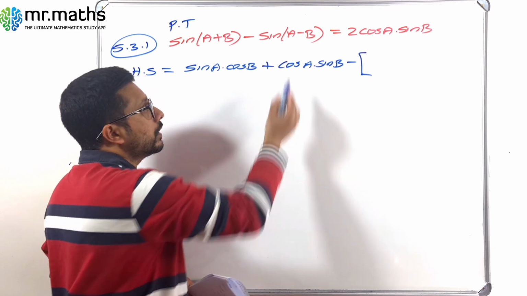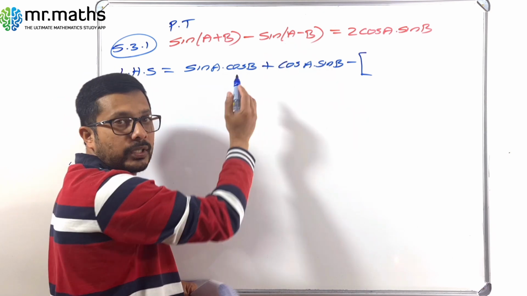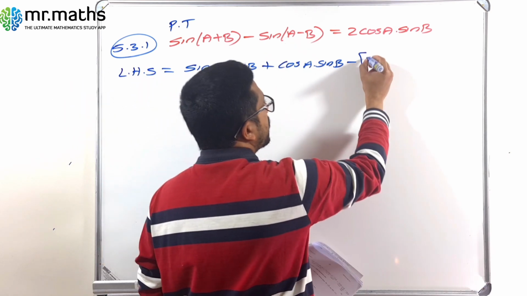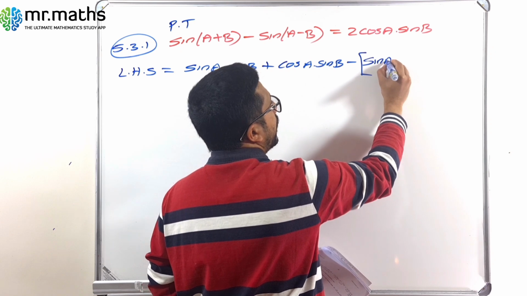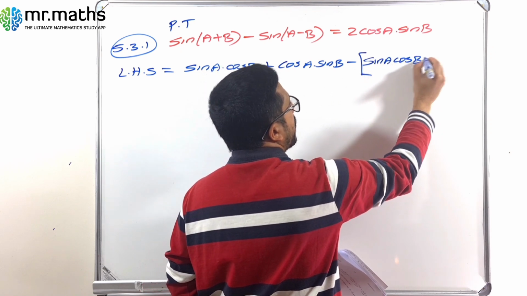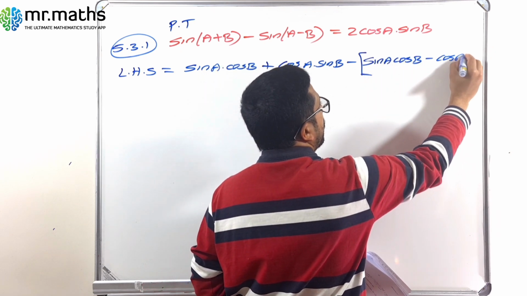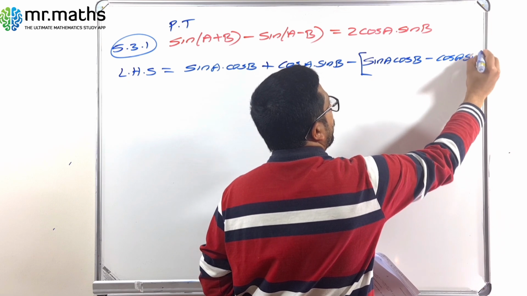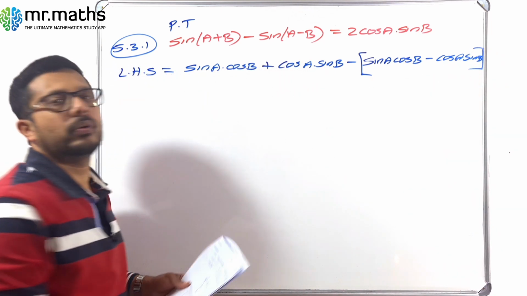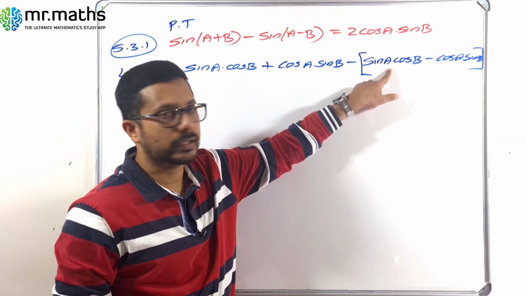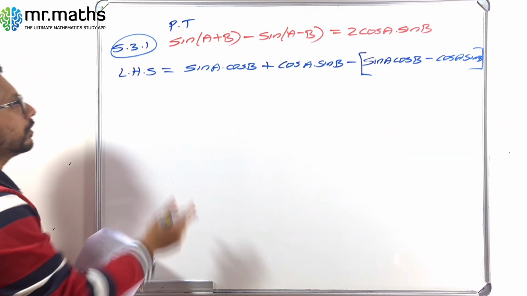The only difference is here it is minus. So here this one is going to be minus there. So it is minus sine a cos b minus cos a sine b. Okay. Now we have to expand this bracket, that square bracket.